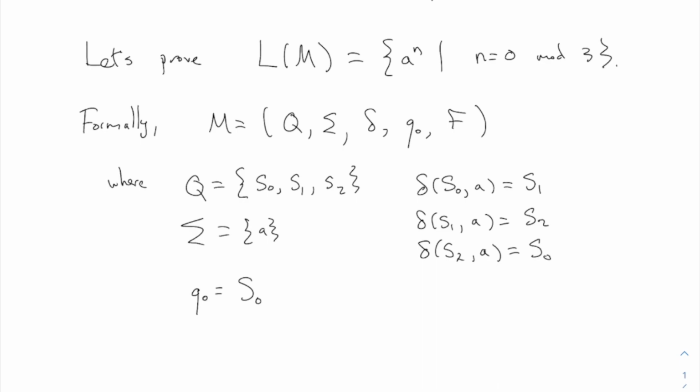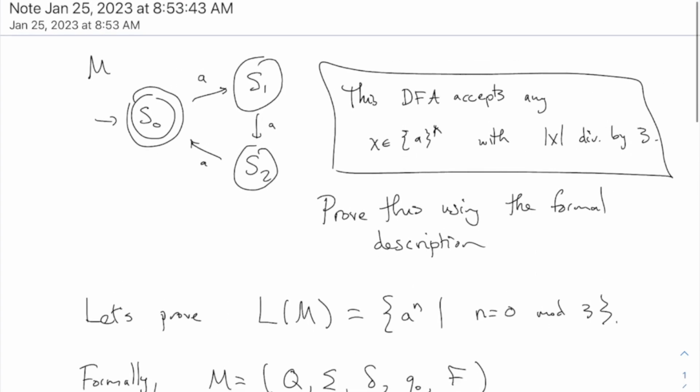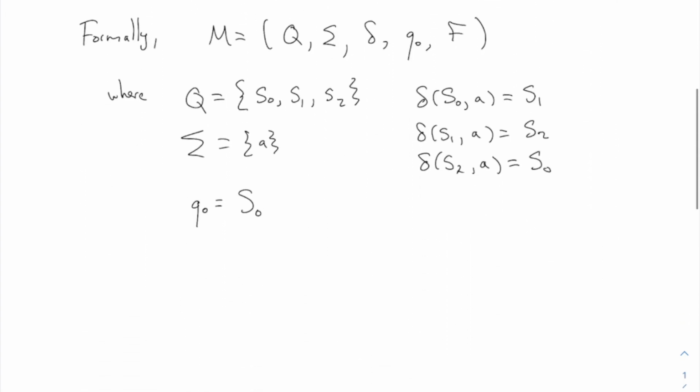And F is the set of accepting states. In this example, we have only one accepting state. It is S0. So technically F should be written like this, the set of S0. It should be inside those curly brackets because it's a set. F is always a set of accepting states. All right, so that's the formal description of what M is, the DFA, which I had drawn as the diagram.